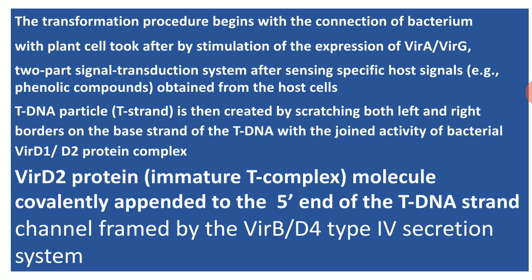The transformation procedure begins with the connection of the bacteria with the plant cells, followed by the stimulation of the expression of virA and virG. So initiation starts with virA and virG. Then virD2 is attached to the 5' end of the T-DNA, and virE helps in the transfer because it protects the T-DNA complex from degradation by host enzymes. VirB and virD4 form the channel through which the T-DNA migrates into the host cell.